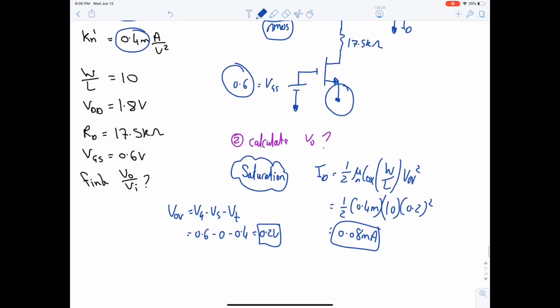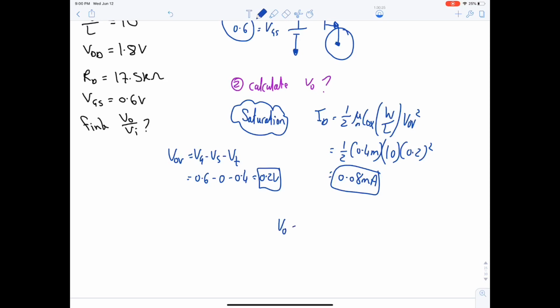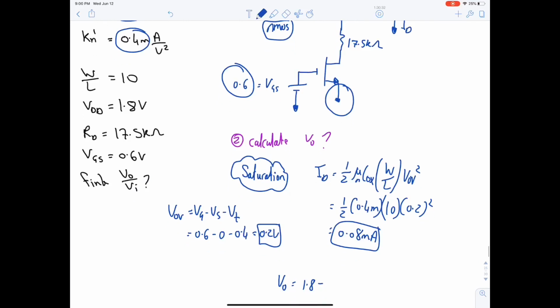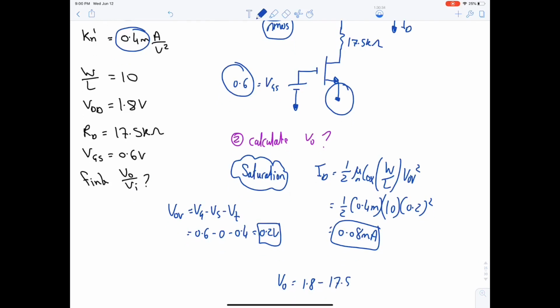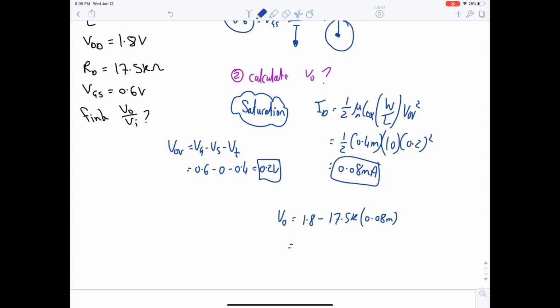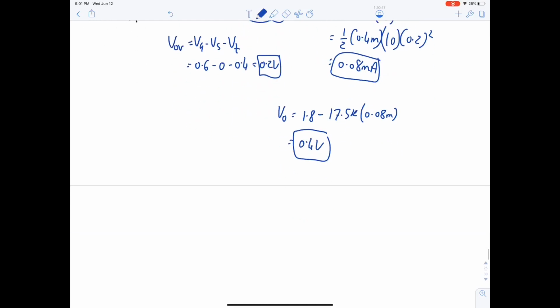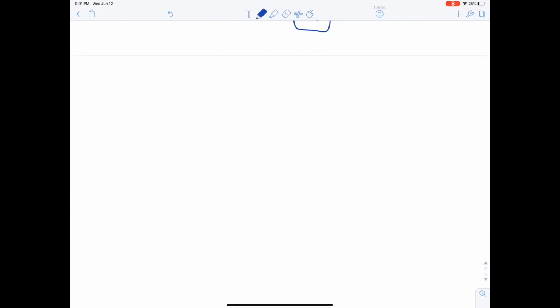Okay, after finding ID we can compute VO through Ohm's law. It will be 1.8 minus 0.08 milli times 17.5k. I did it in one step, but you can do it first with Ohm's law and then rearranging. 0.4 volt, and we have found V naught. Next, step number 3, calculate GM.